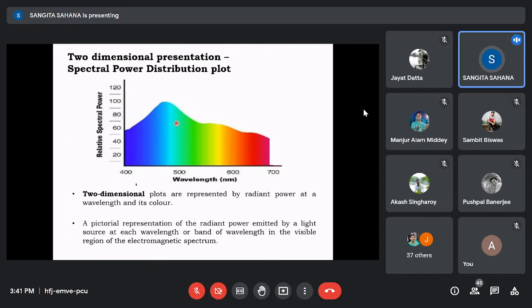So from this curve, you can understand that the maximum radiation will be in this region. It's 100. With respect to this 100, we will get some 60% red, some 60% blue, 80% of green, 70% of yellow, like that. So this is the 2-dimensional presentation. We can get an idea about the colors as well as the amount of radiation. Okay.